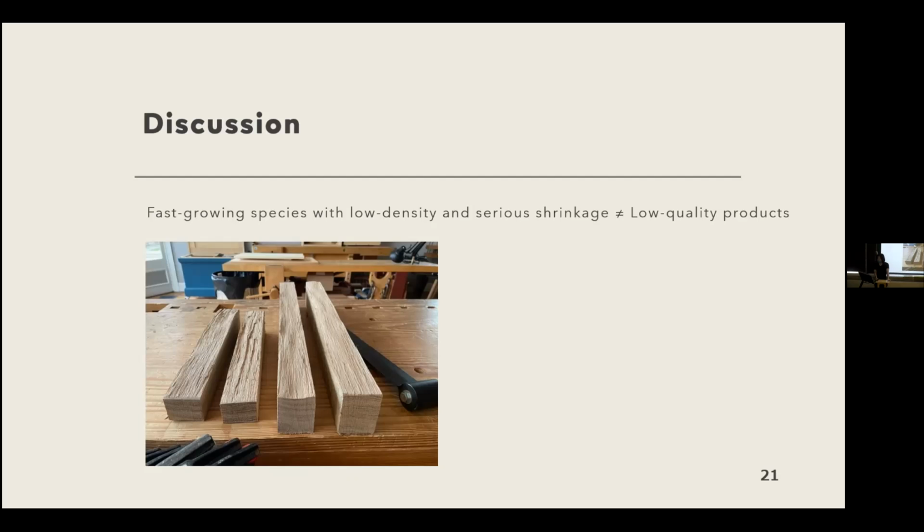As you can see from this photo, these four timbers all have serious shrinkage problems. But obviously the left two have higher quality because of the higher consistency among each direction.